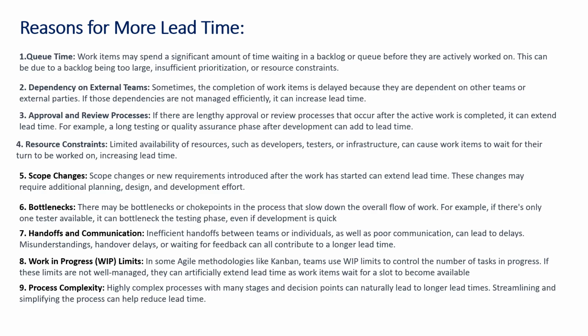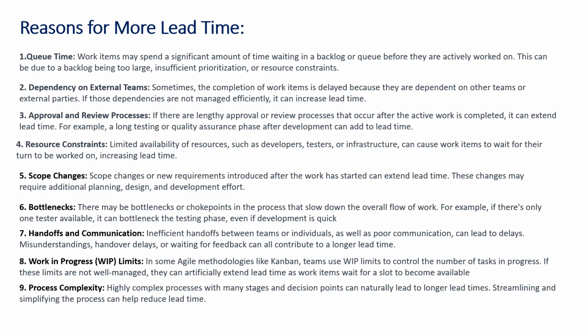Dependency on external teams. Sometimes the completion of a work item is delayed because it is dependent on other teams as well, external parties. Maybe integration is not available to test it. If those dependencies are not managed effectively, it can increase the lead time. Approval and review process. If there are lengthy approval processes after every active work is completed, it can extend the lead time. For example, a long testing and quality assurance phase of the development can add to lead time. Resource constraints, maybe. Scope change, maybe, during the development.